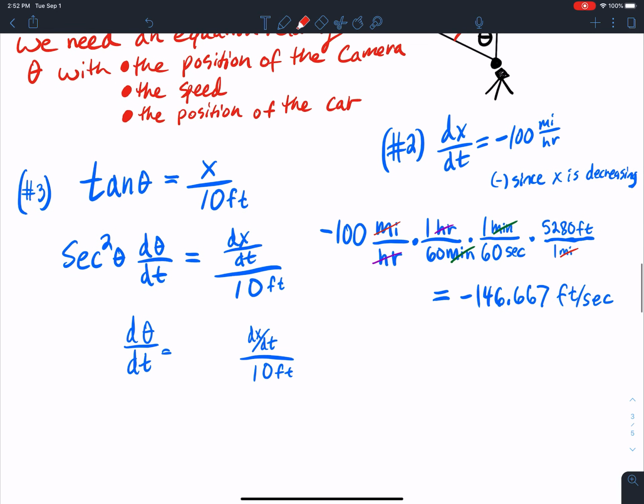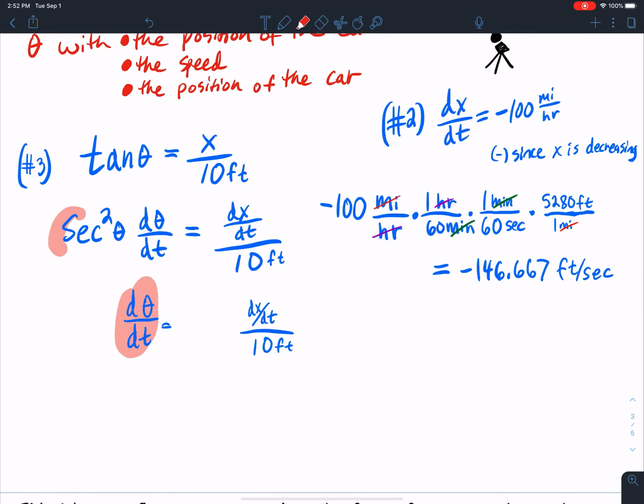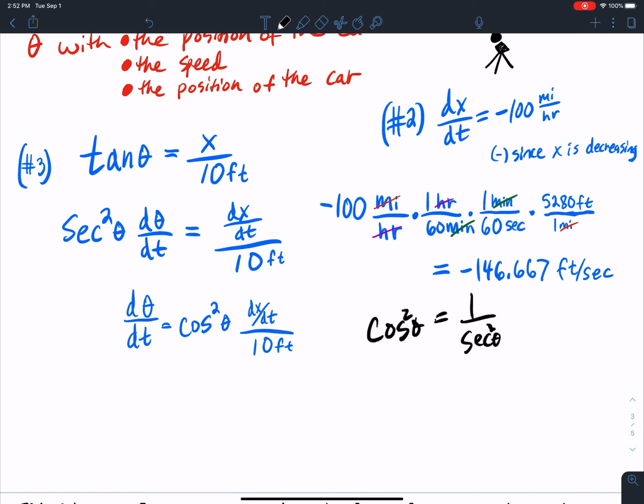So I'm going to take this, and since I want d theta dt, I'm going to solve by dividing both sides by secant squared theta. Now, one thing I hope that you recognize from trigonometry is that dividing by secant squared theta is the same as multiplying by cosine squared of theta. Why? Because they're reciprocals. Remember, cosine theta is 1 over secant theta, right? So cosine squared is 1 over secant squared.